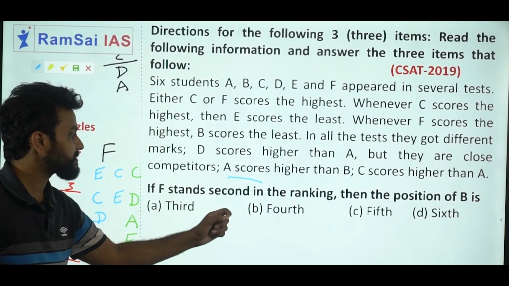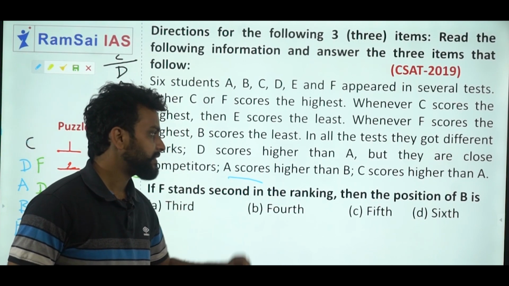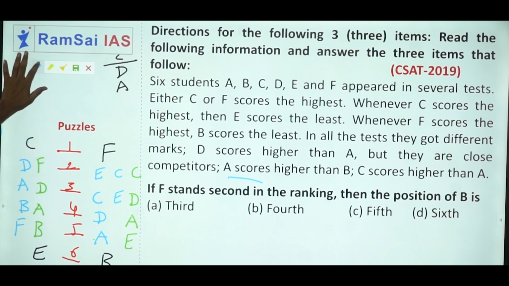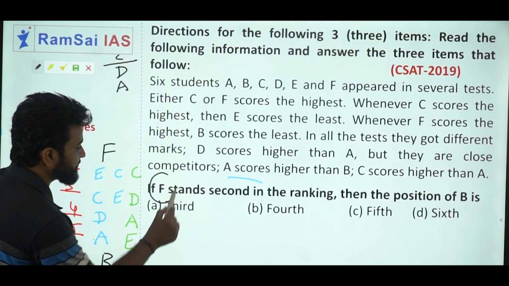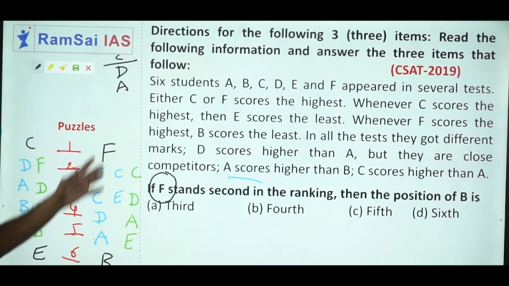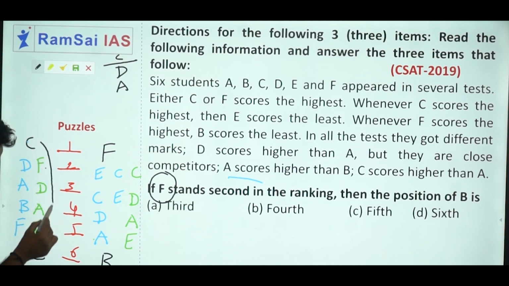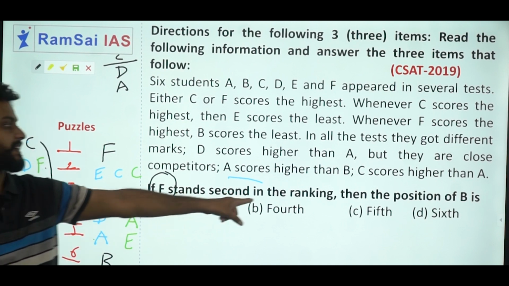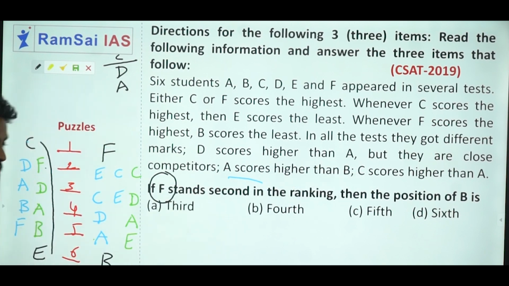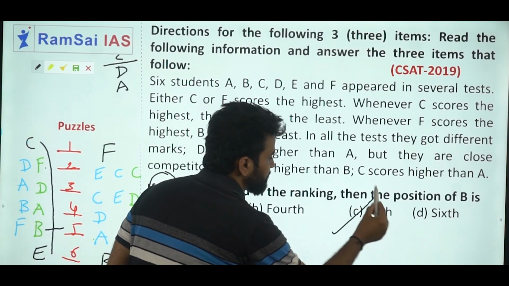If F stands second in the ranking, then the position of B is dash. If F stands second, in which scenario do we have F in the second place? This is the only possible case, no? So in this case, if F stands second in the ranking, what is the rank of B? B is in 5th position. So, I can go with option C, 5th position.